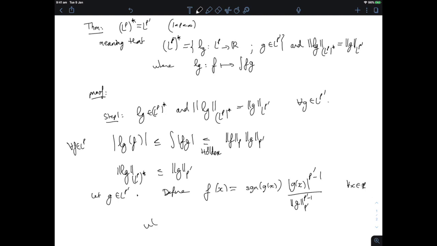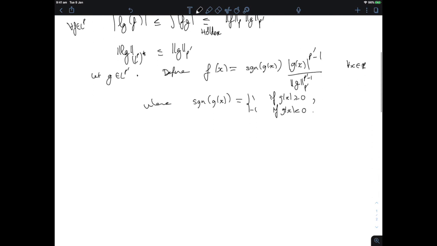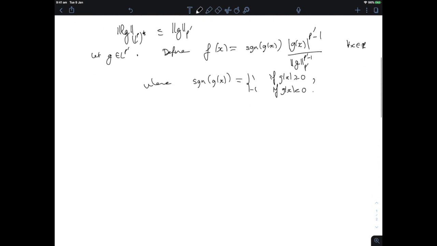And by sine of x, I mean the function which is 1 whenever g of x is non-negative, and minus 1 when g of x happens to be negative. Okay, so that f that I've just defined, I want to show that it is in L^p. It has L^p norm 1, and then I'm going to show that L_g of f is exactly equal in absolute value to the L^p prime norm of g.